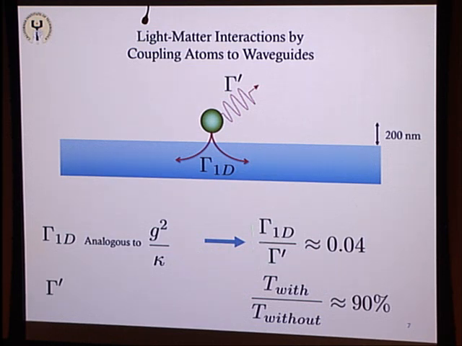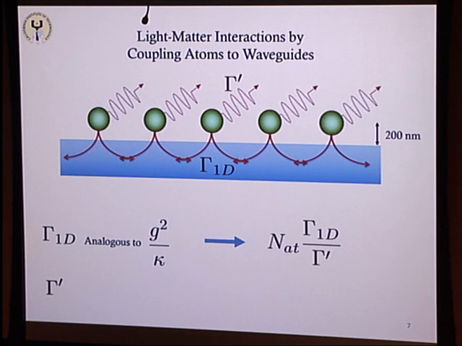This is actually not necessarily a great factor here, but one of the things that you can do in a system like this is just increase the number of atoms. And so now your figure of merit goes as the number of atoms times this gamma 1D over gamma prime factor.